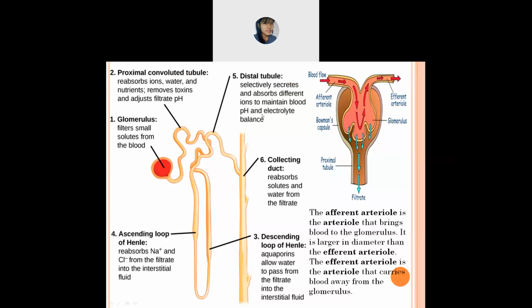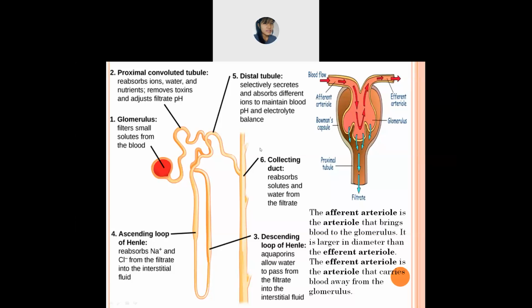So after this DCT, what will happen? All the reabsorbed salts, such as electrolytes, glucose, amino acids, and all the waste particles that are there, will go to the collecting duct. What will this collecting duct do? The collecting duct is like a drain. It will drain.